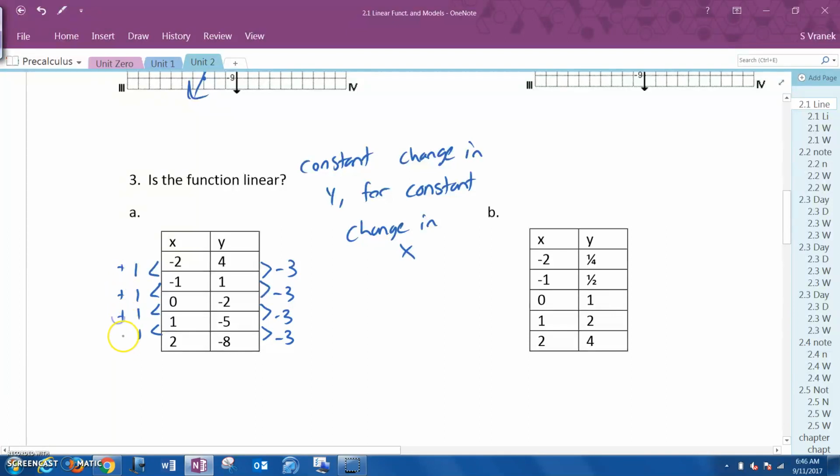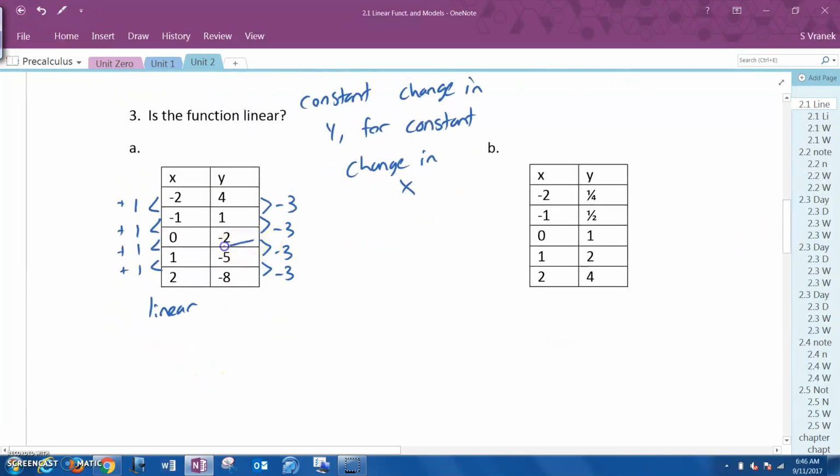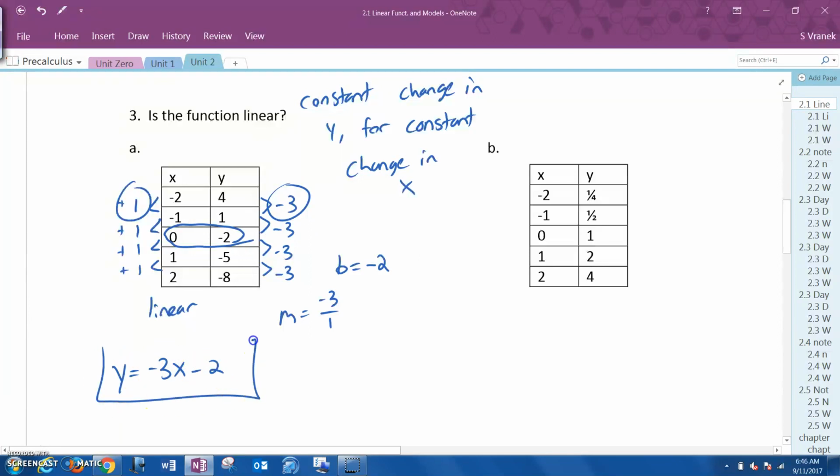So for every movement in the x, we go down 3 in the y. So this is definitely linear, and we can come up with a function for this. Hopefully you guys see that this table has the y-intercept, so our b value equals -2. And the slope is, remember, just the change in y over the change in x. So the slope is equal to -3 over 1. So I have a function that's y equals -3x minus 2. These points come from that line.